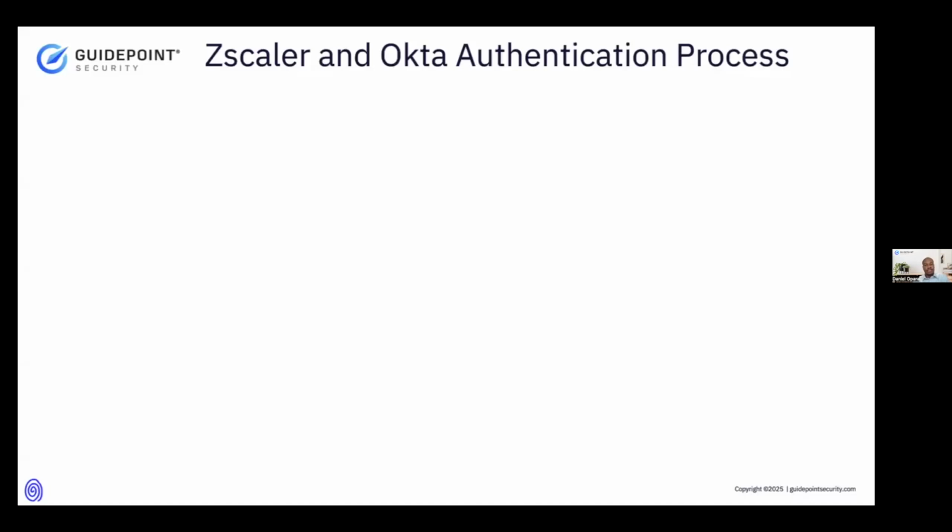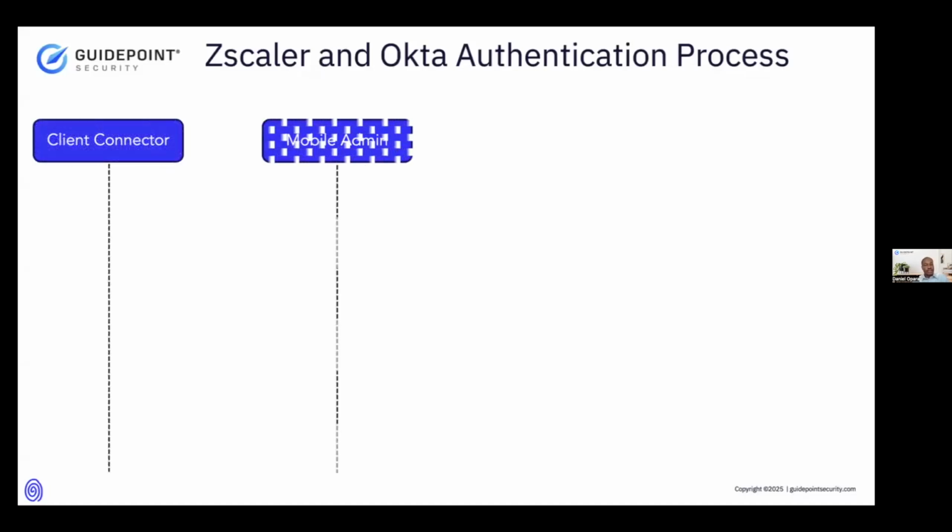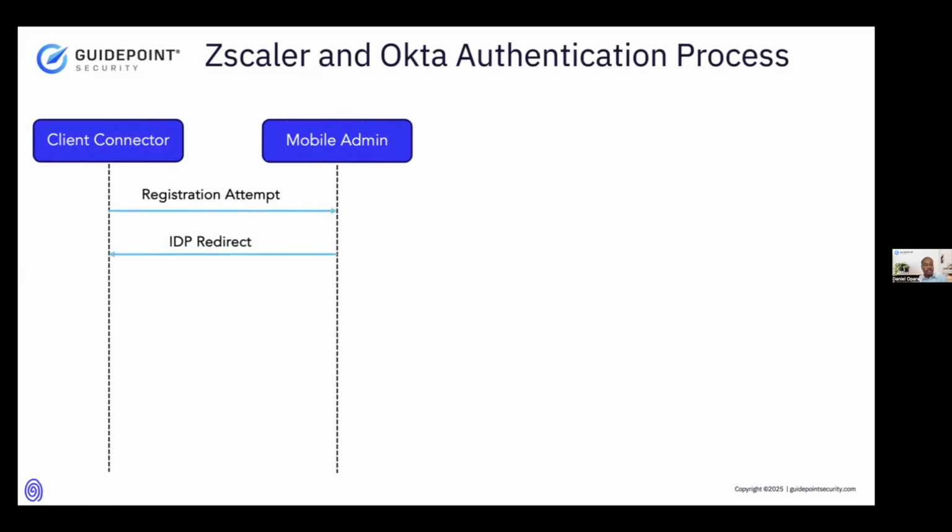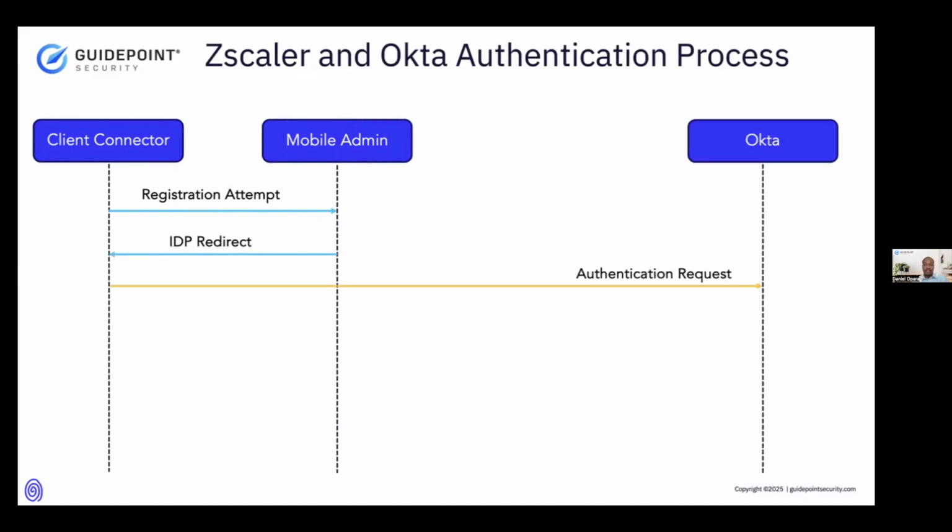Now let's look at the authentication process between Zscaler and Okta. The user, a GPS admin, will try to authenticate to the ZPA, and then they will be redirected to Okta to authenticate and verify that they are who they say they are. Okta would require you to input your credentials, and when you do that, Okta checks them against its database and verifies that yes, you are indeed who you say you are.